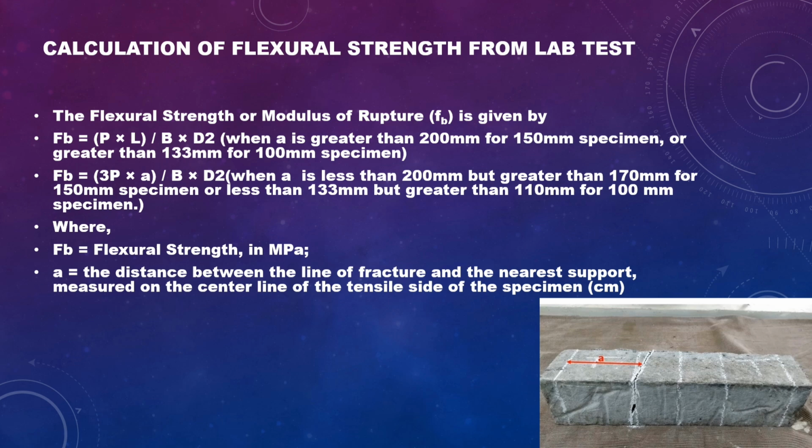Here we can see this is the concrete beam sample which we have tested in the previous machine, and this is the 5 centimeter side clearance we have left on either side for loading the beam on the machine. So these are the two loading lines, and we have seen this is the crack developed. This is the crack developed.